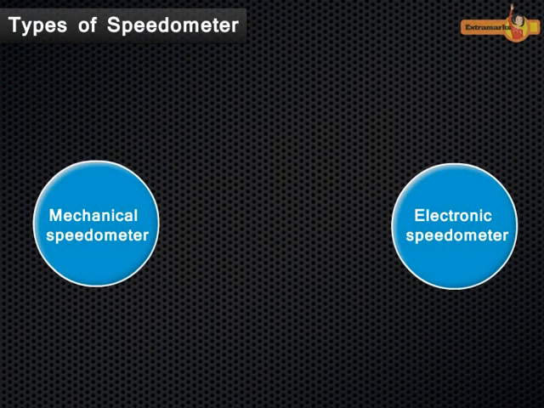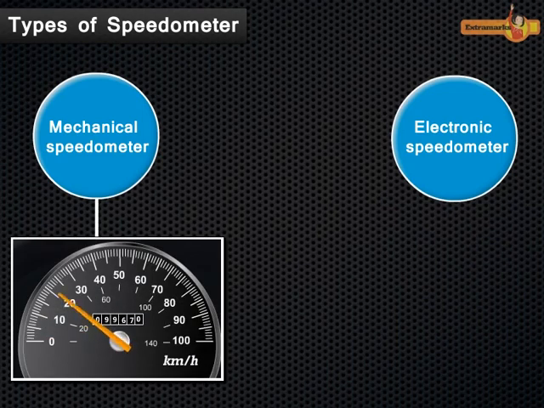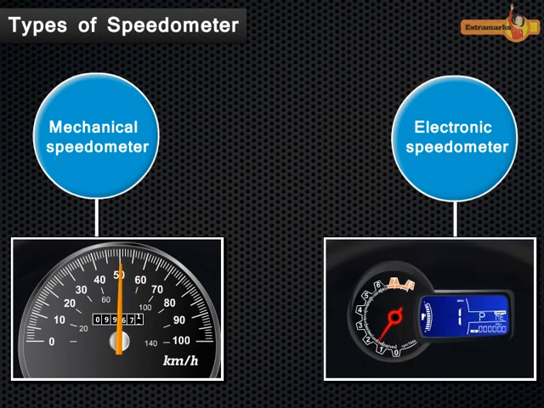There are two types of automobile speedometer: mechanical speedometer and electronic speedometer. The mechanical speedometer displays vehicle speed by the pointer pointing to the value shown on the circular dial, while the electronic speedometer displays the speed of the vehicle in digital form on an LCD screen.